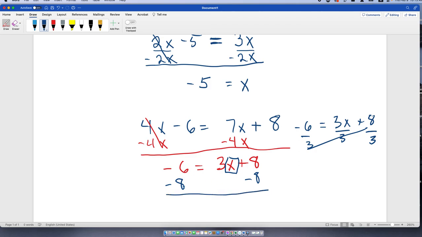So then -6 and -8. Now, here's a problem, or it could be a problem. How many of you are looking at 6 minus 8 and thinking 2 because it's the difference between them?